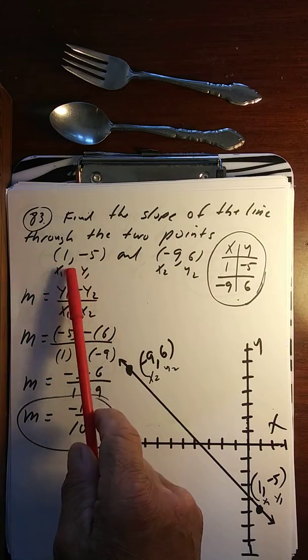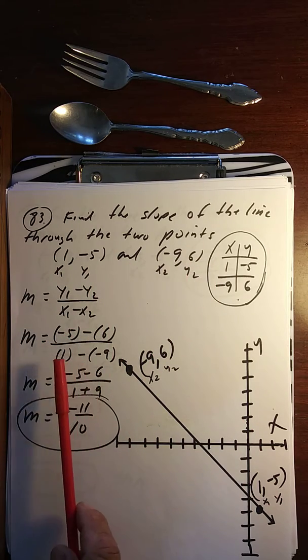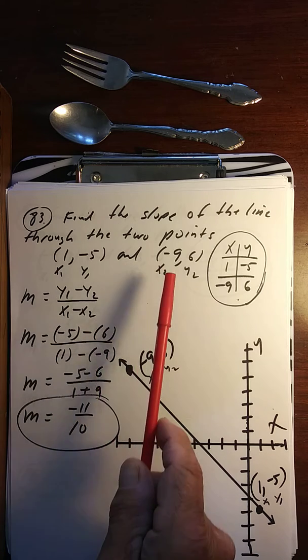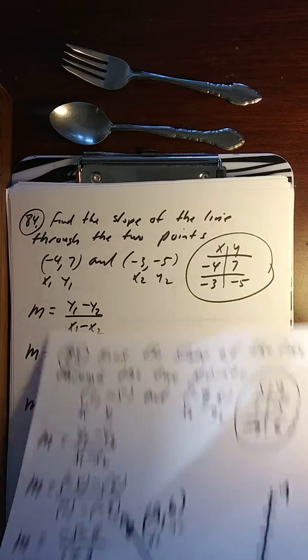Find the slope of the line through the 2 points. So again, x1, y1, x2, y2. Put the numbers in there. So negative 5 minus that, 1 minus a minus 9. So that's going to give you negative 11. That's going to give you a 10. And it stays that way.